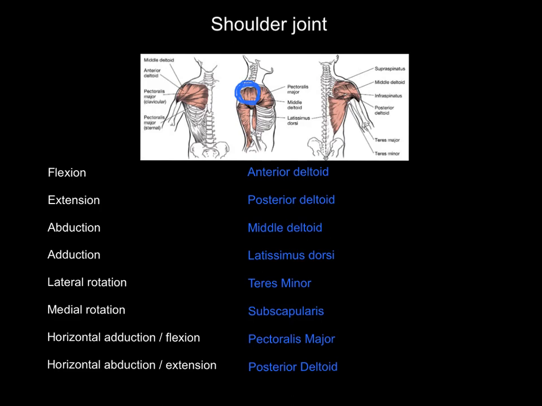So, if I contract my anterior deltoid, it's going to pull this entire arm forwards, and I'm going to get flexion. If I contract my posterior deltoid at the back here, it's going to pull my entire arm backwards, and I'm going to get shoulder extension. If I contract the middle third of my deltoid, it's going to abduct, as it says there, middle deltoid, abduct, and bring the arm out to the side. So one muscle group does three of the key muscle movements at the shoulder joint.